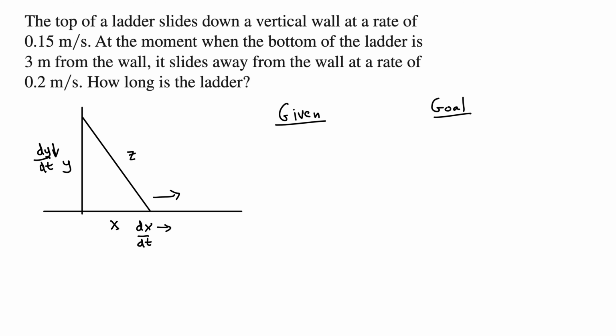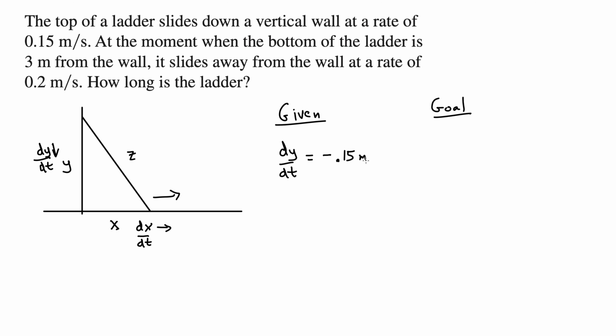So what's given? Well, we know that dy/dt is always, that's falling down at a constant rate. So that's sliding down at 0.15. I'm actually going to make this negative. Since it's going down, we're going to define down and left as negative directions and up and to the right as positive directions. So we have negative 0.15 meters per second.